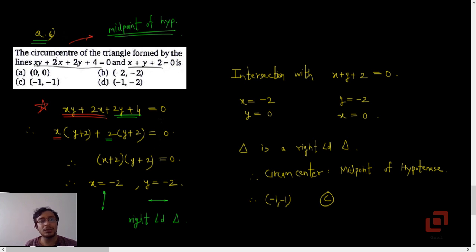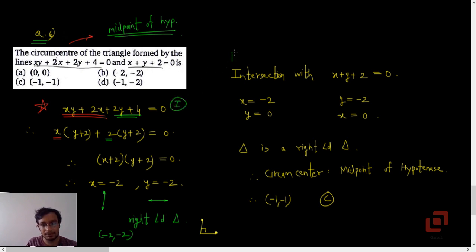So to find the coordinates of the midpoint of the hypotenuse, we should first find the coordinates of the vertices of the triangle. Well, one of them is now minus 2 comma minus 2, where these two lines intersect, but this will not be part of the hypotenuse. Why? Because at this point the triangle has its right angle, isn't it? So we need to determine the locations of these 2 points now. That is where these lines intersect the line x plus y plus 2 equal to 0, and that is what I have done in the second part.